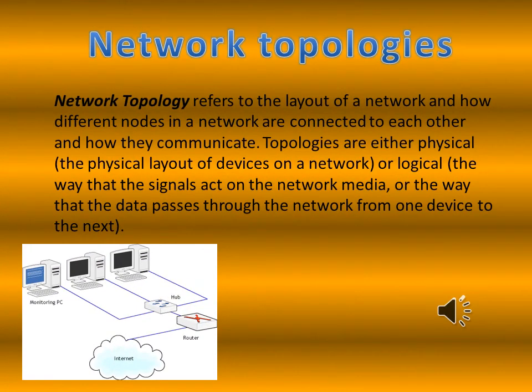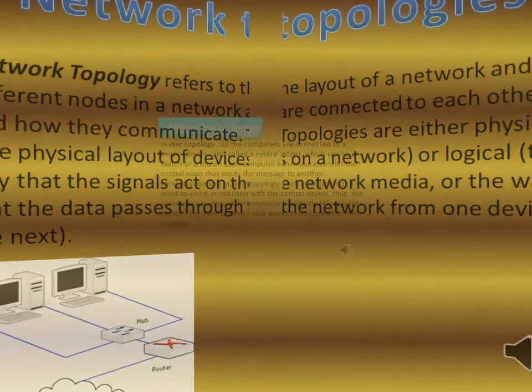Network topology refers to the layout of a network and how different nodes in a network are connected to each other and how they communicate. Topologies are either physical, the physical layout of devices on a network, or logical, the way that the signals act on the network media, or the way that the data passes through the network from one device to the next.